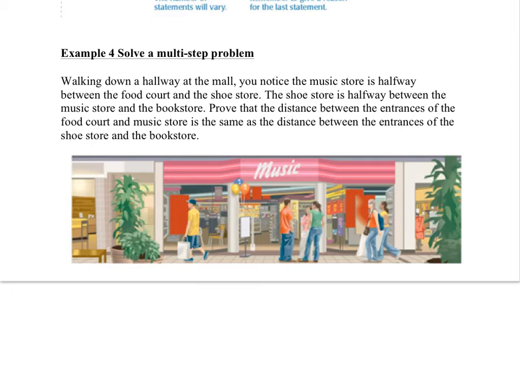So we're walking down a hallway at a mall. You notice the music store is halfway between the food court and the shoe store. The shoe store is halfway between the music store and the bookstore. Prove that the distance between the entrances of the food court and music store is the same as the distance between the entrances of the shoe store and the bookstore.